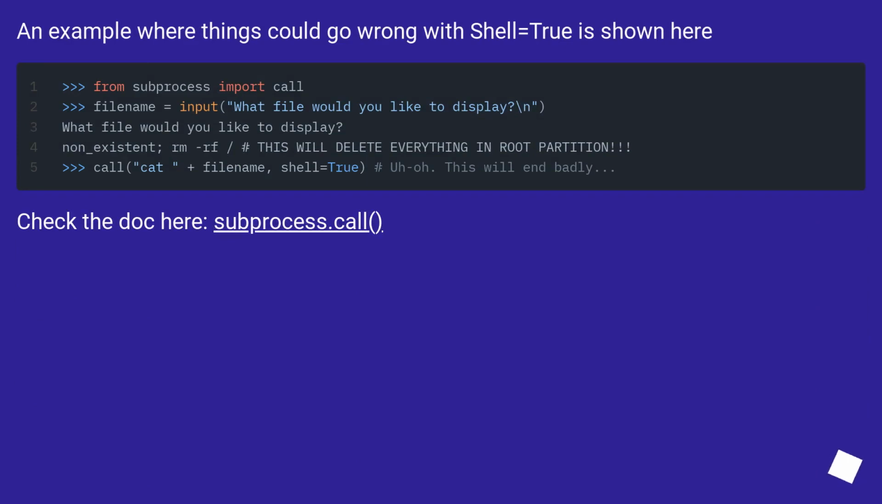An example where things could go wrong with shell=True is shown here. Check the doc here, subprocess.call.